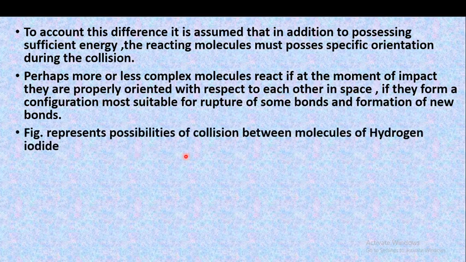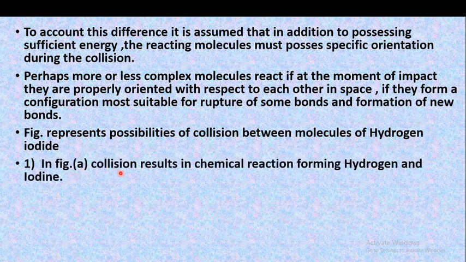The figure represents the possibilities of collision between molecules of hydrogen iodide. Hydrogen iodide is a simple molecule. In figure A, the collision results in a reaction forming hydrogen and iodine. Means two HI molecules, after the collision, get converted into H2 and I2. H2 is hydrogen gas, and I2 is iodine gas.